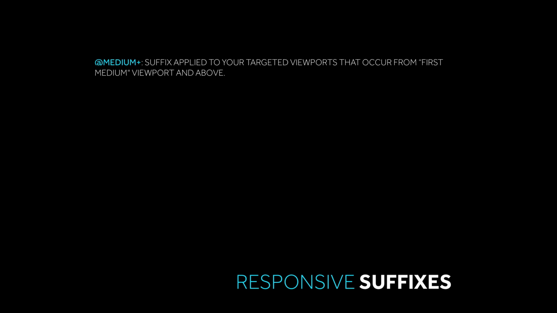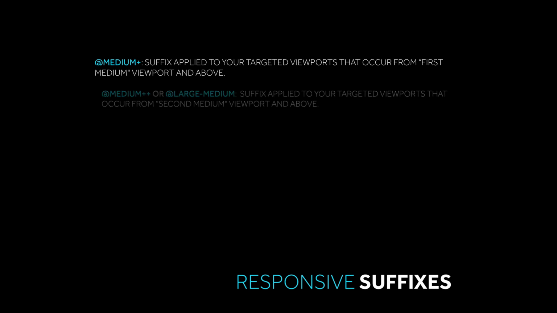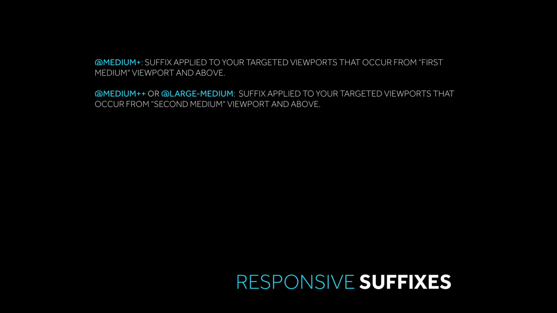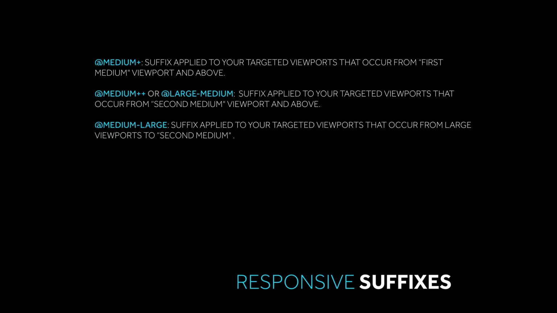Then there's this medium plus, where it's saying, take this object. For a medium, you need to have a small size of the medium, a starting point, and an end point of the medium. Medium plus allows you to go everywhere from that first breakpoint of the medium to above. A medium plus plus, or a large to medium, is the second medium. This is going to get even more confusing, but it will make sense. The medium to large is going from the second medium to where the large starts. So it's a chunk of the medium.